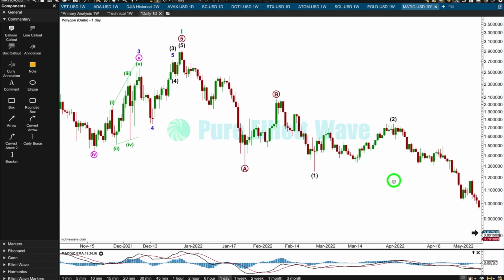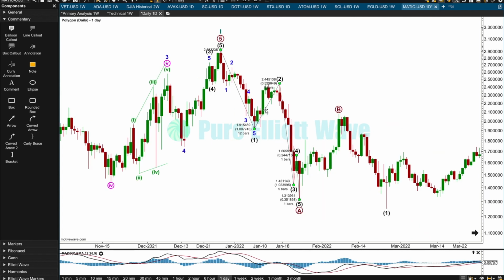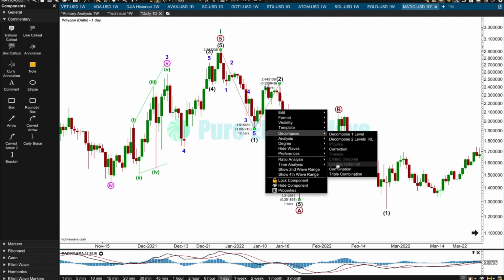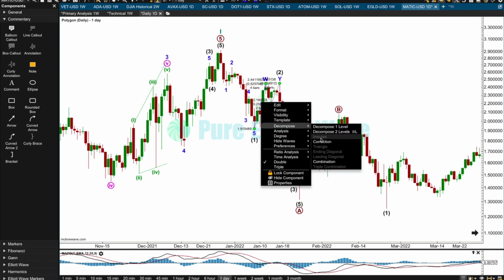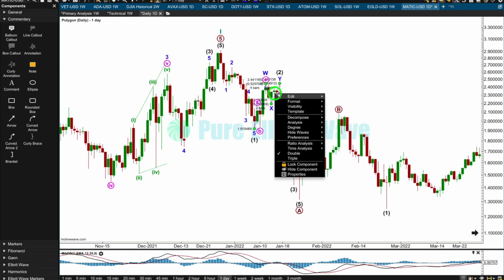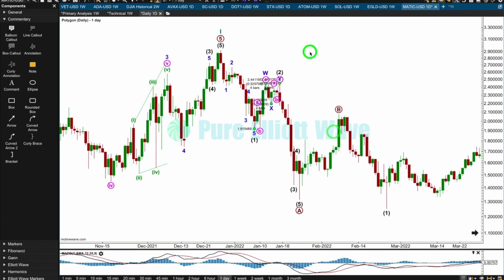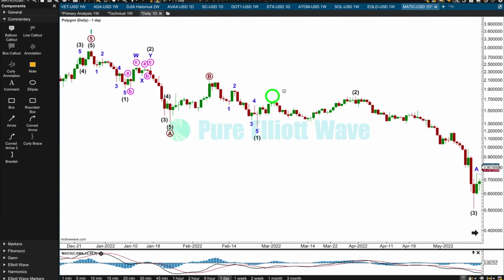Okay. Oh yeah, A is going to look okay as an impulse. Could this be a double zigzag? Y hasn't really moved beyond the end of W though, has it? Slightly, but not much. That has a good fit.